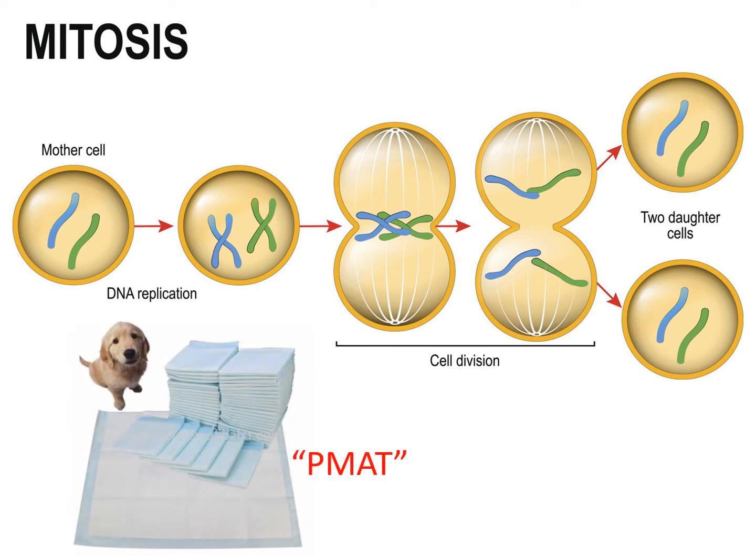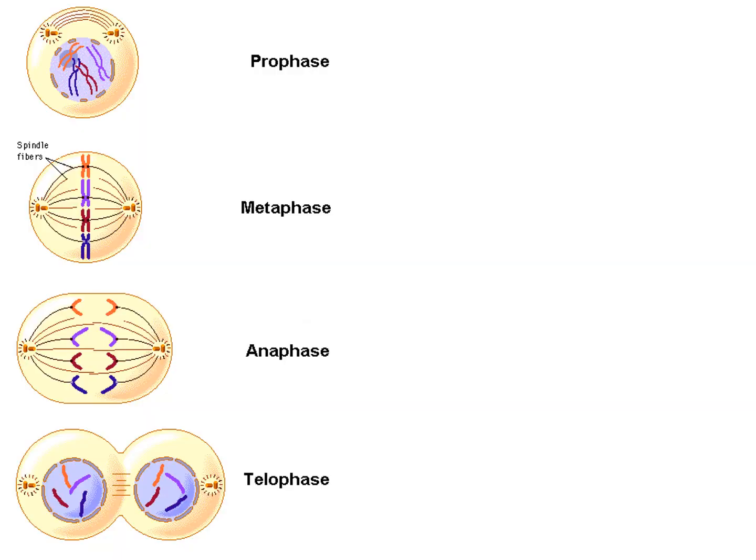Next, we're going to talk about the different phases of mitosis that occur during the cell division middle part of this diagram. And to remember the different phases, I've shown this squishy puppy who's learning to go potty in the proper place, but until he does so, he might have to rely on a PMAT. PMAT is the acronym for prophase, metaphase, anaphase, telophase, the four phases of mitosis. So hopefully that puppy allows you to remember PMAT. Prophase, metaphase, anaphase, telophase.